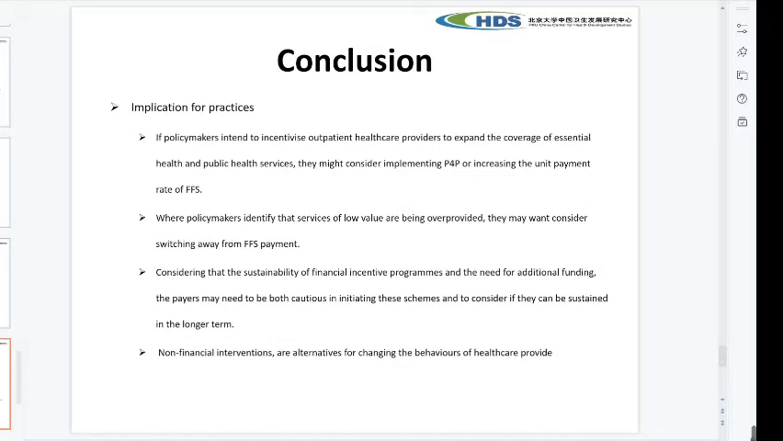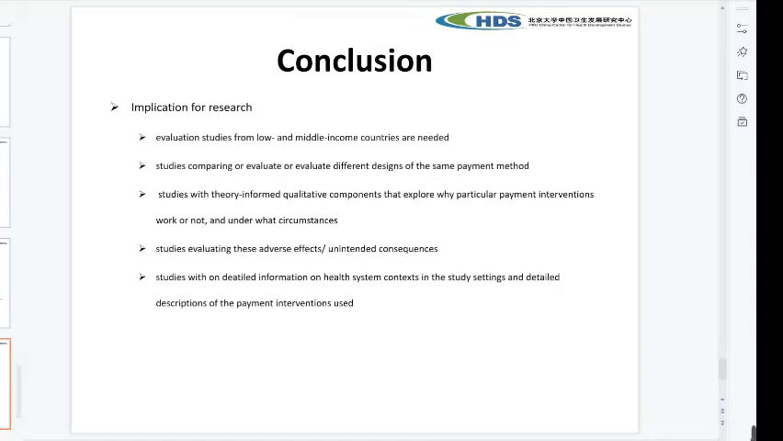The third point is that considering the sustainability of financial incentive programs and the need for additional funding, the payer may need to be cautious in initiating these schemes and consider whether they can be sustained, especially the fund availability in the long term. Also, considering the disadvantages of financial incentives, the purchasers or policymakers need to consider some non-financial incentives. They are also alternatives for changing the behavior of healthcare providers.